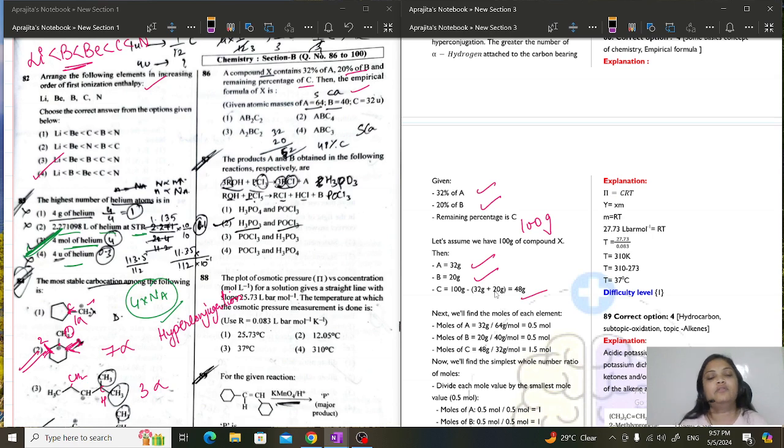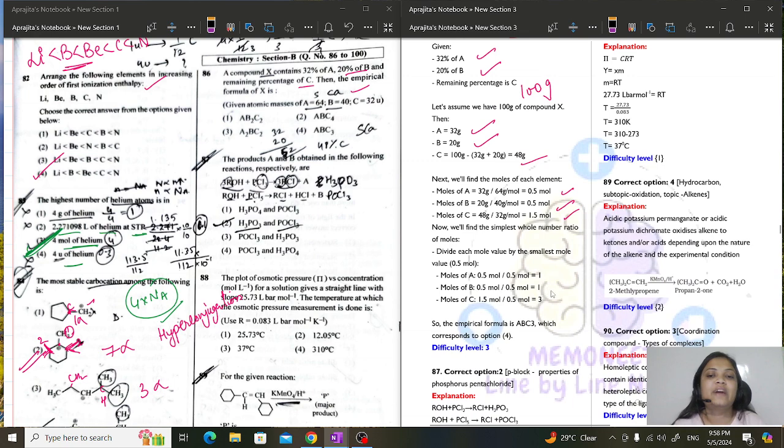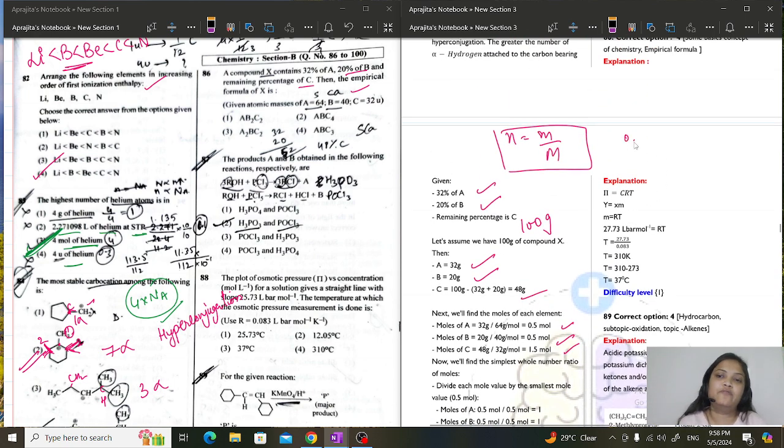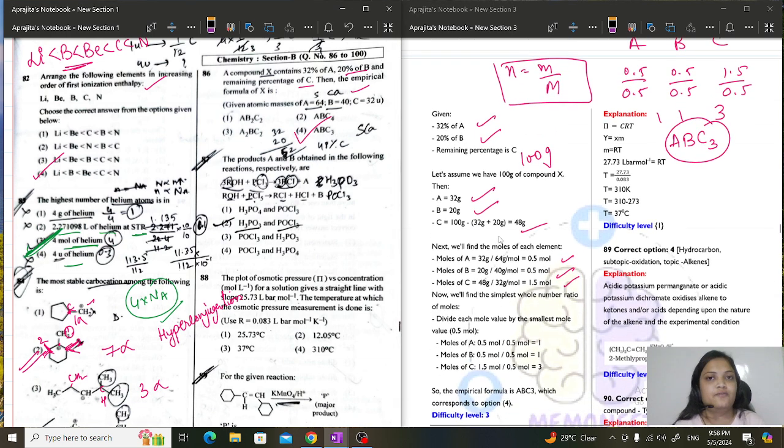Firstly we will find out the number of moles. Number of moles means given mass upon molar mass or the atomic mass, whatever is given. So we have got the number of moles of A, B and C. Now find the simplest whole number ratio. So 0.5, 0.5 and 1 we have got for A, B and C. Divide by 0.5 only, and it comes out to be 1, 1 and 3. So the formula will come out to be ABC3. It's option number 4.